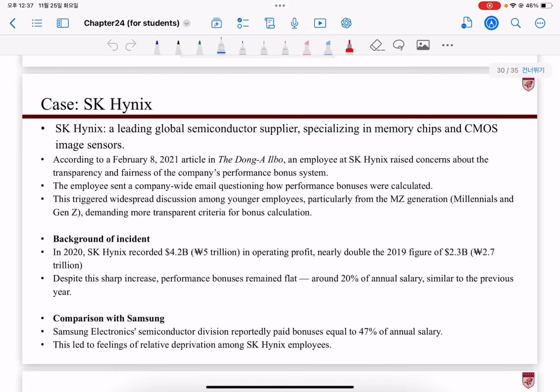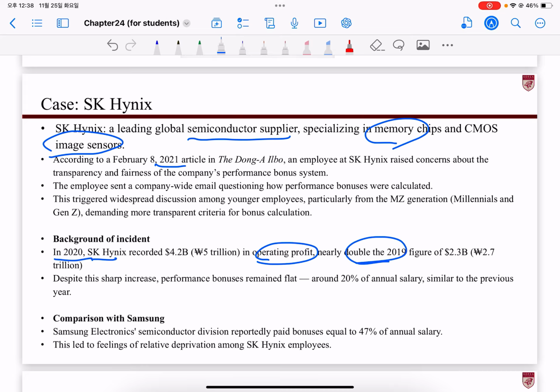So SK Hynix is a semiconductor supplier, right? They are specializing in memory chips and image sensors. So in 2021, there was a big spike in the operating profits of SK Hynix, right? The operating profit actually doubled from 2019. Okay, so employees actually expected their bonuses to also double, right?